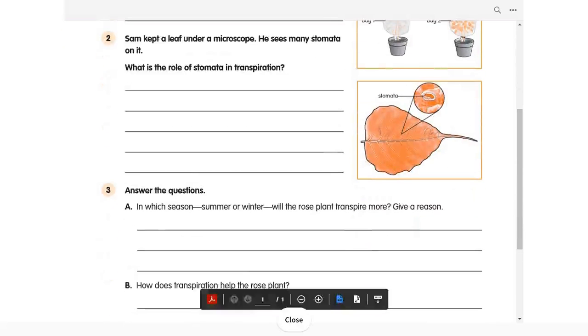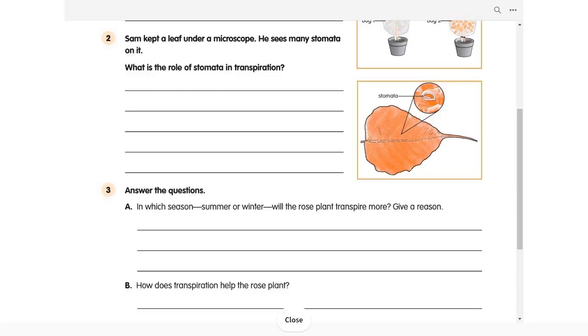Next question. Sam kept a leaf under a microscope. He sees many stomata on it. What is the role of stomata in transpiration? You can see the picture in the second question. The picture shows stomata. What is the role of stomata in transpiration? Yes, it helps to transpire water. So the answer is, stomata are the tiny pores on leaves that help in transpiration.